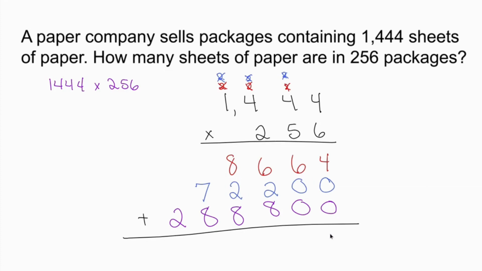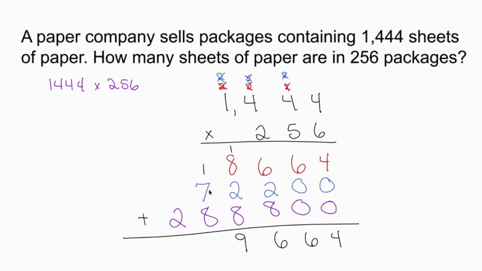4 plus 0 is 4. 6 plus 0 is 6. 6 plus 2 is 8. 8 plus 8 is 16. Write out a 6, carry over a 1. 1 plus 8 is 9. 9 plus 2 is 11. 11 plus 8 is 19. Write out your 9, carry over a 1.